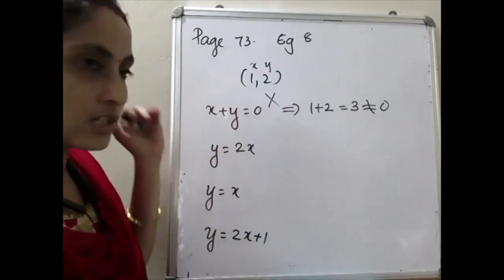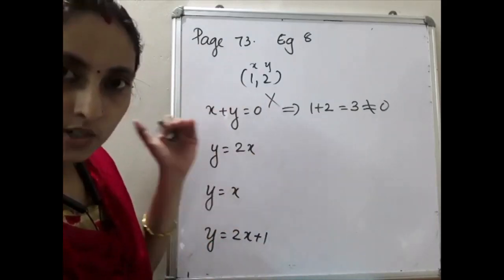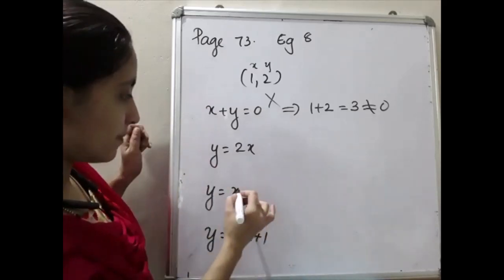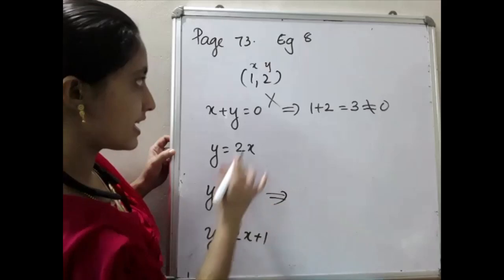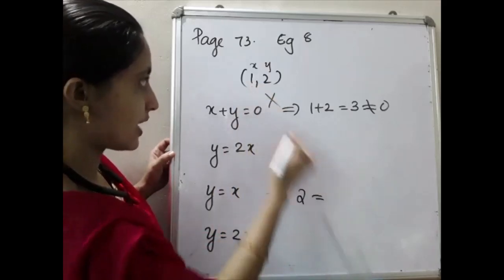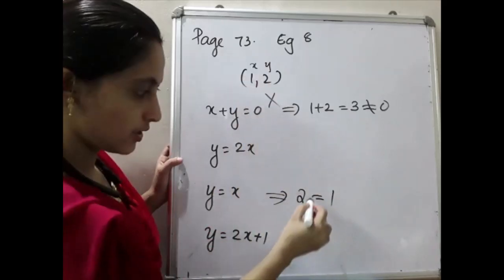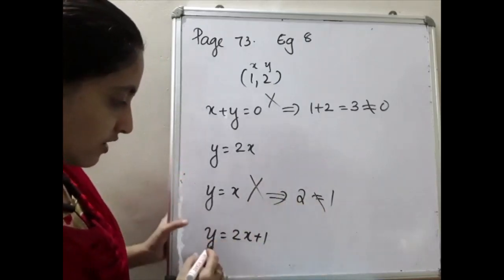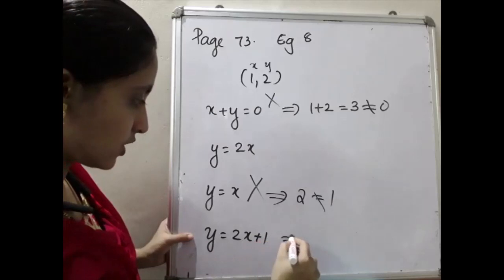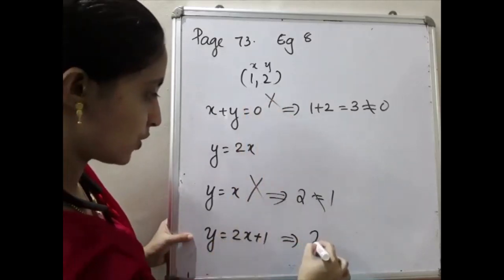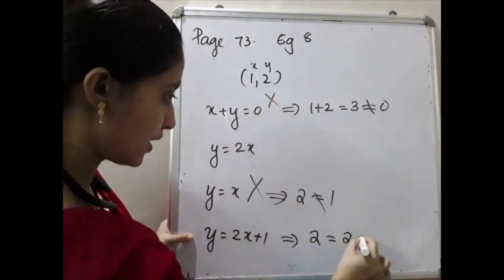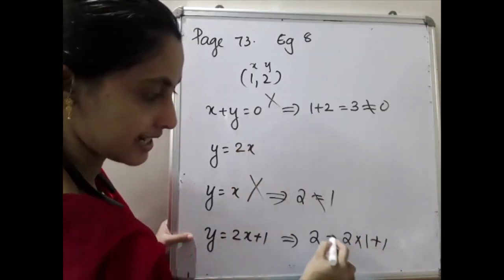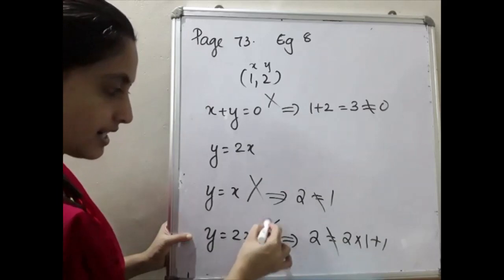If the point lies on that line, it must be satisfied. Then next I will move to the third one. y is 2, x is 1. Is 2 equal to 1? No, so you can cancel this also. Next I will move to the last one. y is 2. Is 2 equal to 2 into 1 plus 1, that is 3 plus 1? Not equal, so we can cancel that.